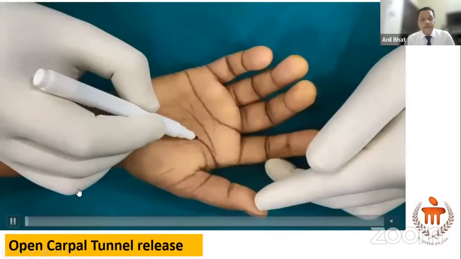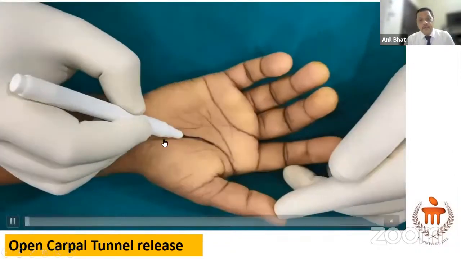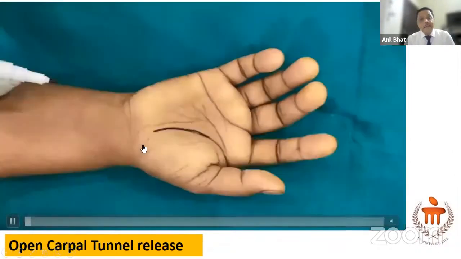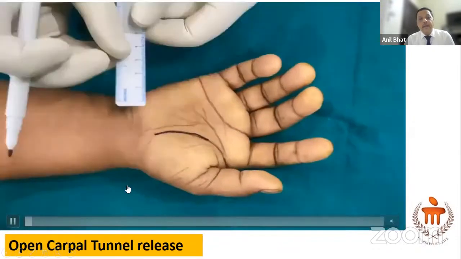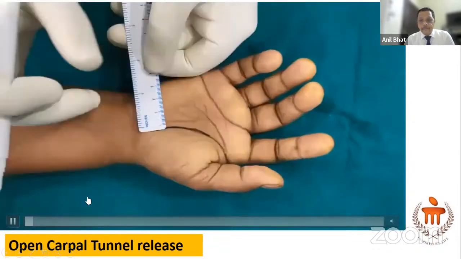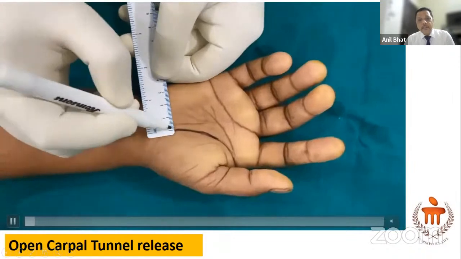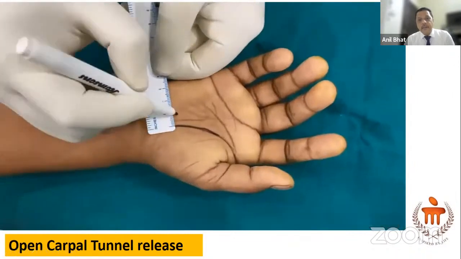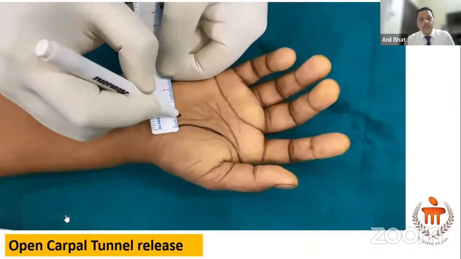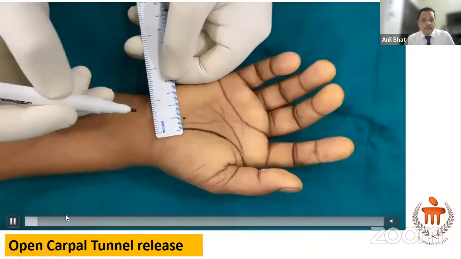So these are the landmarks. Basically, your thenar crease is the first one, and then you go along about a centimeter ulnar to that. So that is the point you need to take.